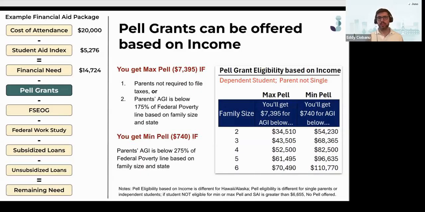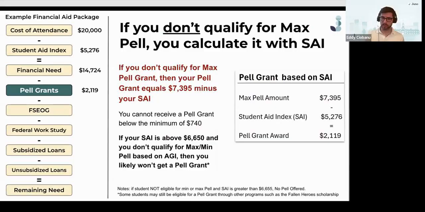From there, we can see how we got to this $2,100 number, 2,119. You take the max Pell amount, you subtract the student aid index, and then that's where you get the remaining amount. If your student aid index is above $6,650, then you won't qualify for the max. And so you likely won't get the Pell Grant at that point in time. But anything below that, you can expect to receive some form of federal aid through the Pell Grant program.